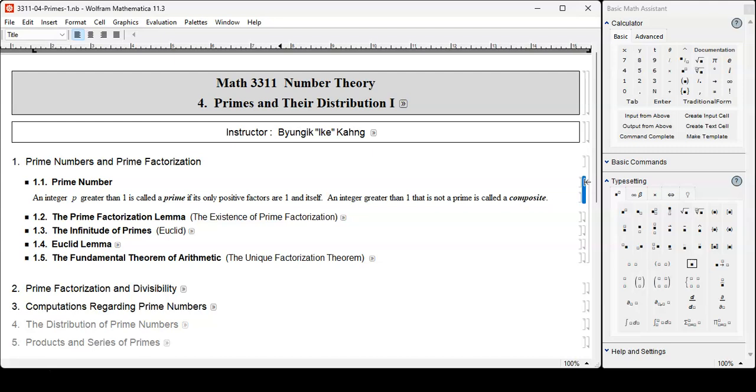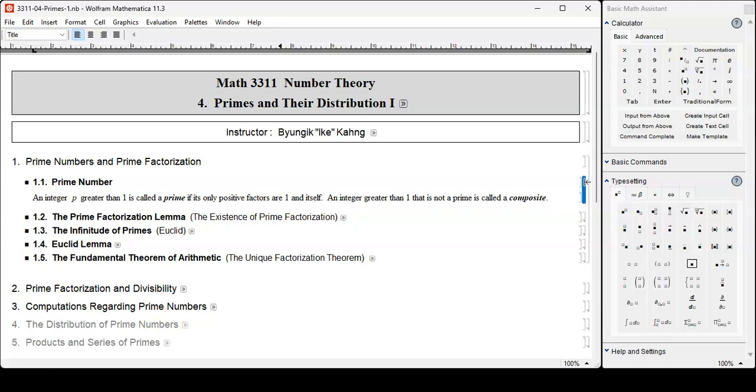On the contrary, an integer greater than 1 that is not a prime is called a composite. For example, 9 is a composite number. 9 times 1, yeah, okay, we can do that. You can get a trivial pair like that. But also there is a non-trivial pair of factors, 3 times 3.